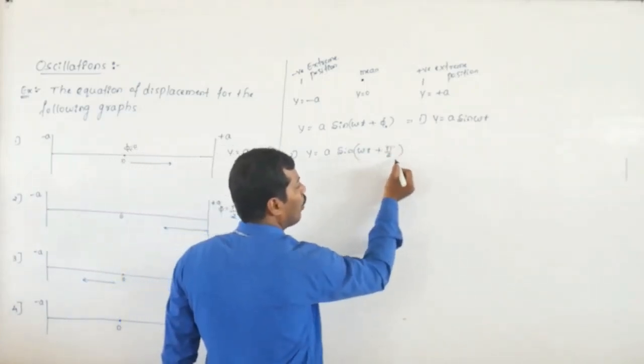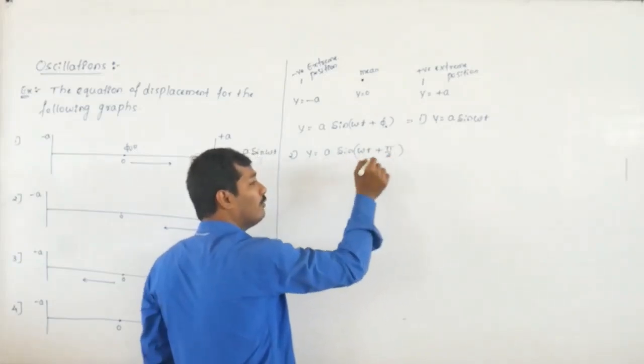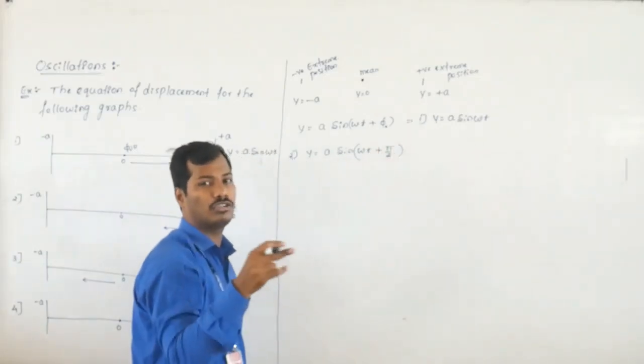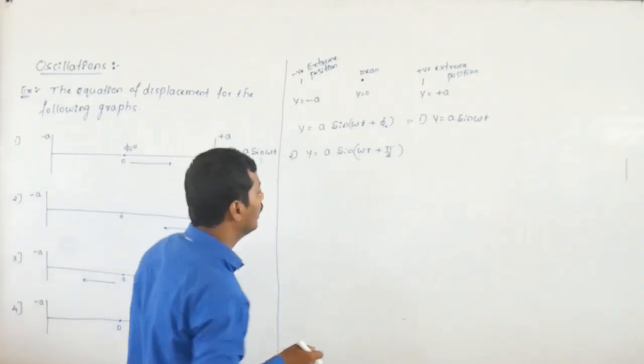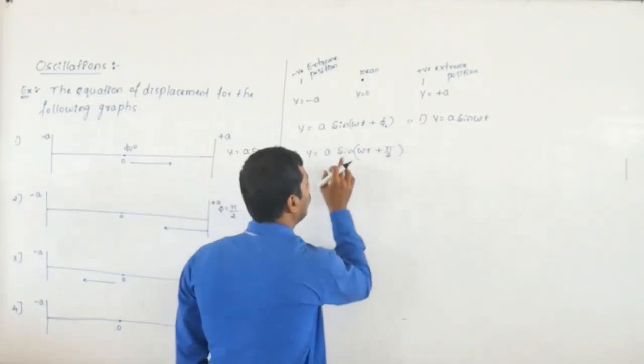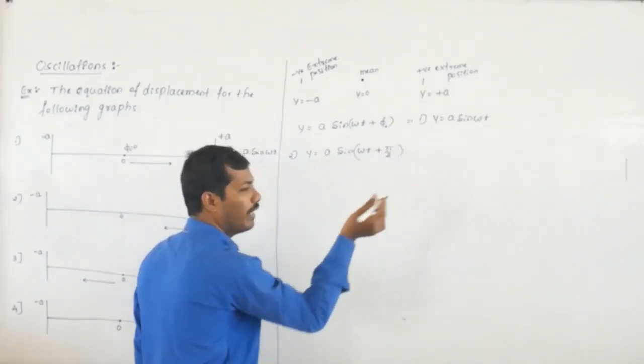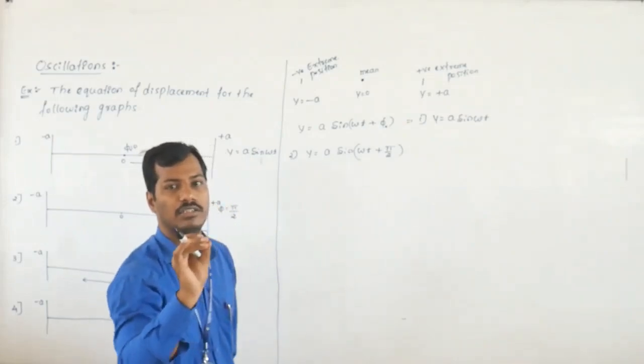Now this is an odd angle. If it is an odd angle, sine of 90 plus theta is nothing but cos of theta. Sine of 90 plus theta becomes cos theta. It is the first quadrant, it is pi by 2, and at pi by 2 the second quadrant starts.